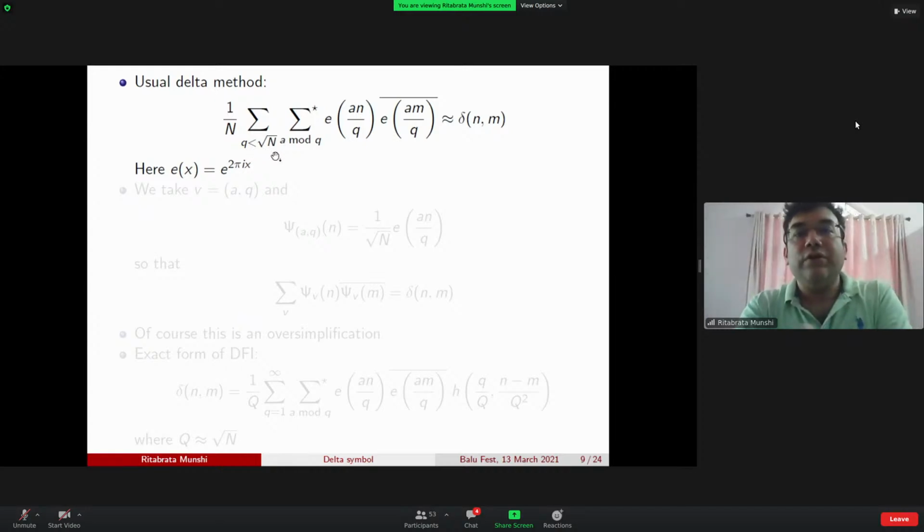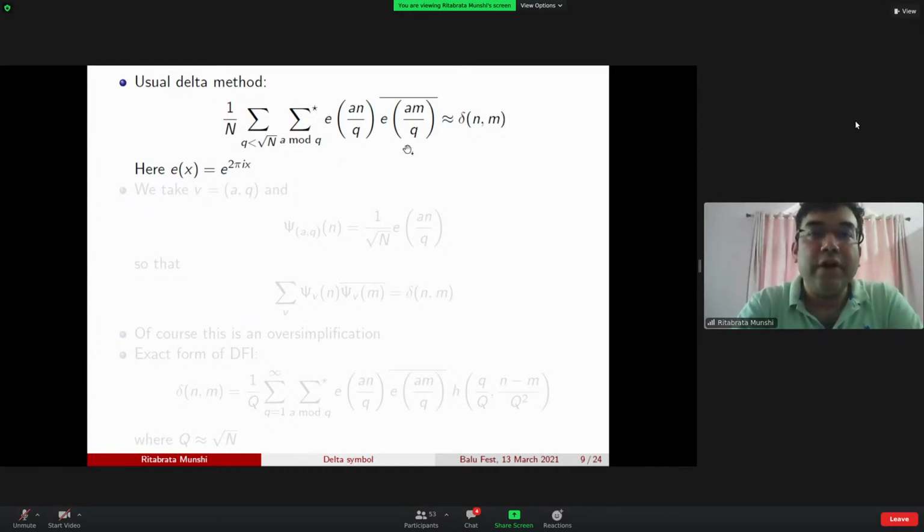Recall that our sequences were supported between n and twice n. So the length of the equation is n, and we are allowing modulus going up to square root of n. That's the usual thing that we do in the circle method. And then we have a sum over a modulo q, a co-prime with q. The star denotes that. And we have this.